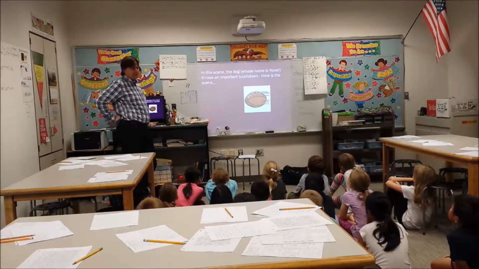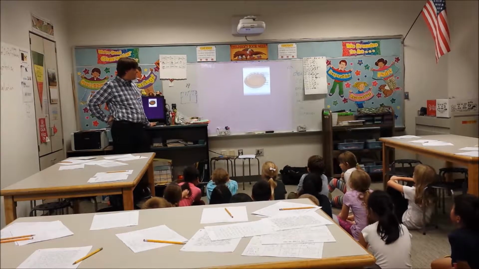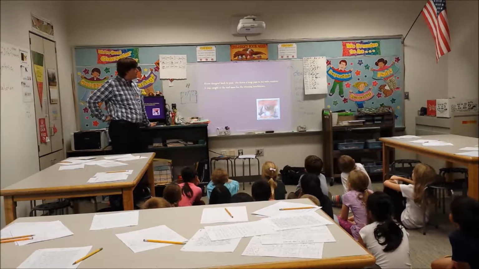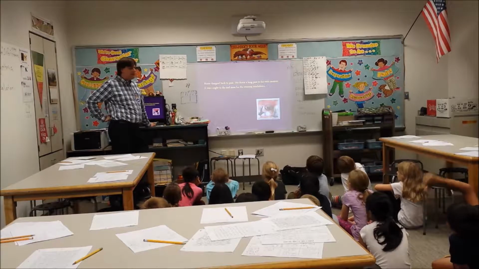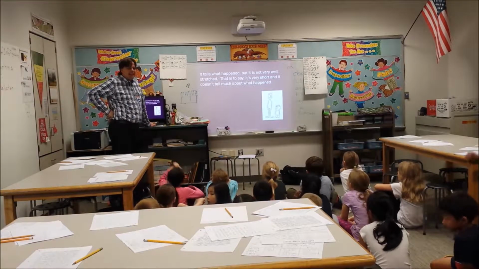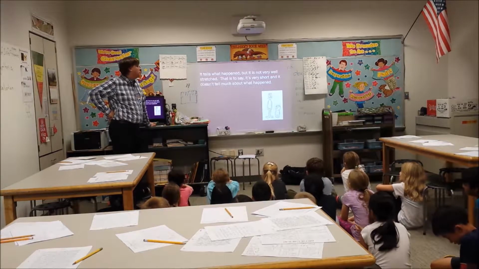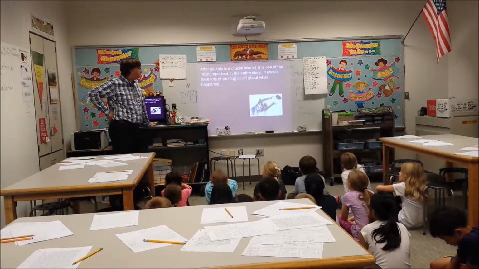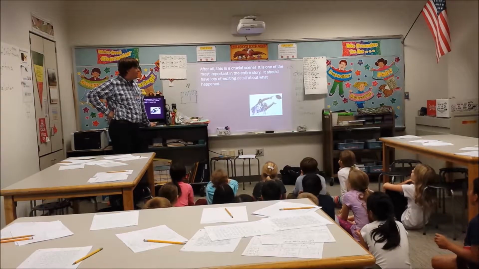So in this scene of my story, the dog, whose name is Rover, throws an important touchdown, and here's the scene. So, Rover dropped back to pass. He threw a long pass to his wide receiver, and it was caught in the end zone for the winning touchdown. Oh, I see a thumbs down. All right. So it tells what happened, but it's not very well stretched. That's to say, it's very short. It doesn't tell much about what happened. After all, this is a crucial scene.